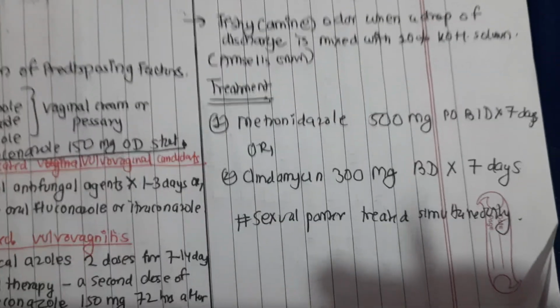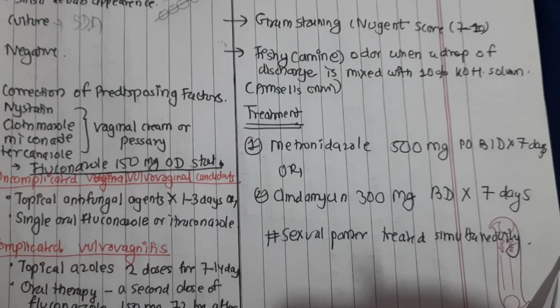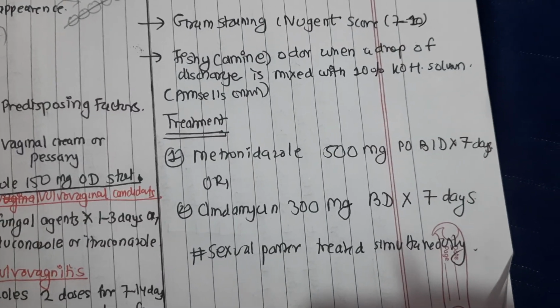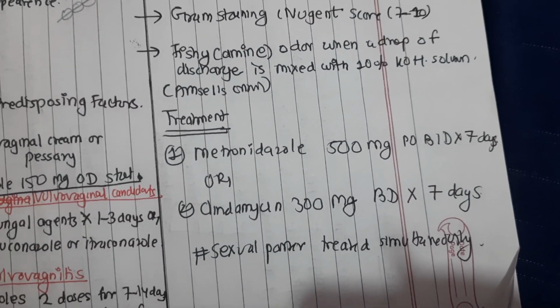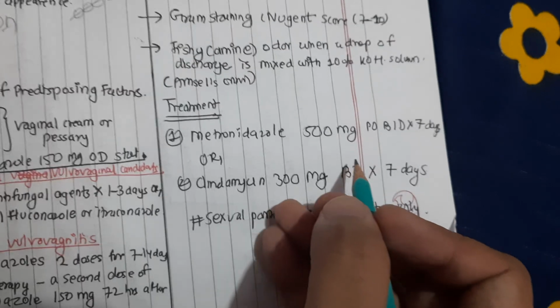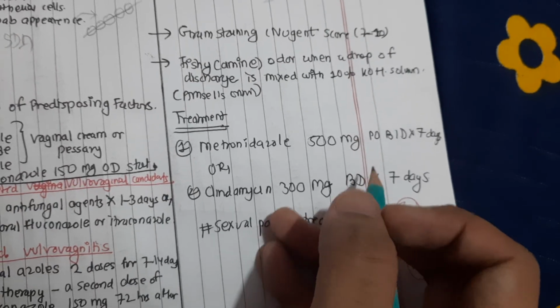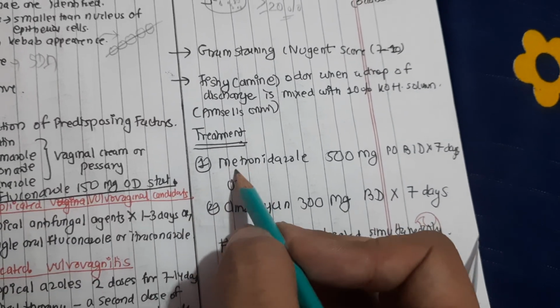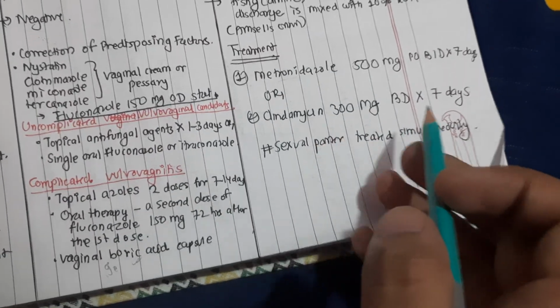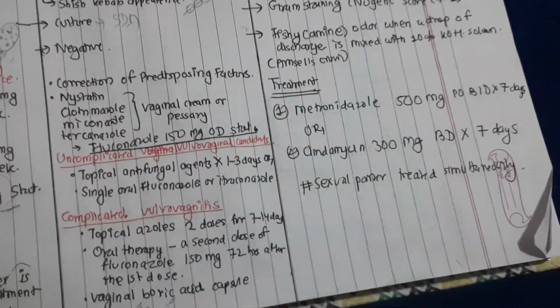And finally we have the treatment part. The treatment of bacterial vaginosis is the same as trichomoniasis, that is metronidazole 500 mg oral twice a day for 7 days. We can use that, or we can also use clindamycin 300 mg twice a day for 7 days. We can remember this one, metronidazole. This is the same as trichomonas vaginalis, and the sexual partner is treated simultaneously in bacterial vaginosis.